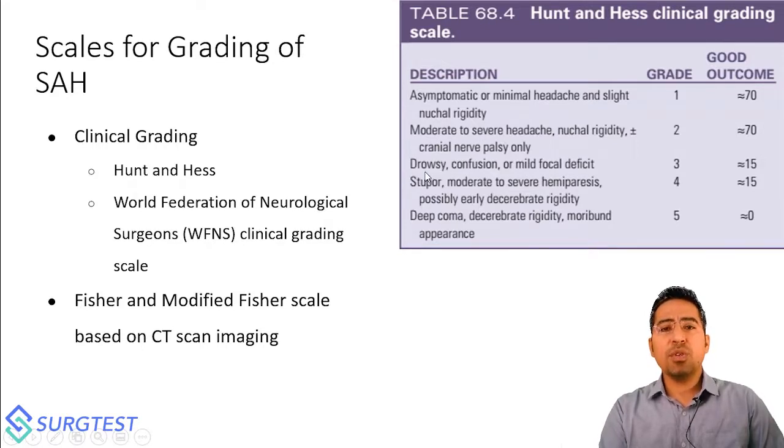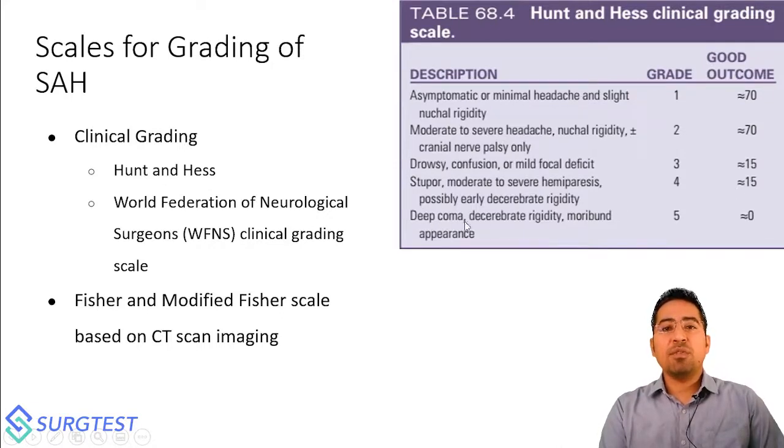If the patient comes to you drowsy, confused, and with a mild focal deficit, either some weakness in the hand or speech problems, that patient will be graded as grade 3 Hunt and Hess. The probability of good outcome is 15% only. If the patient comes with stupor, moderate to severe hemiparesis, and decerebrate rigidity, with motor response M2, those patients will be graded as grade 4, and good outcome probability is only 15%.